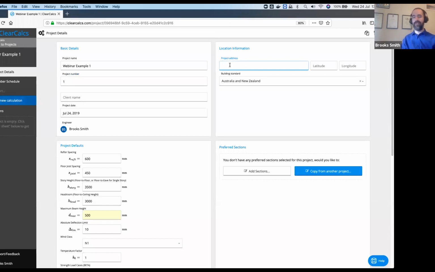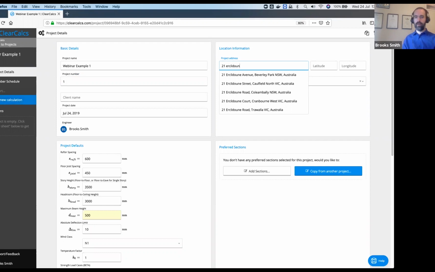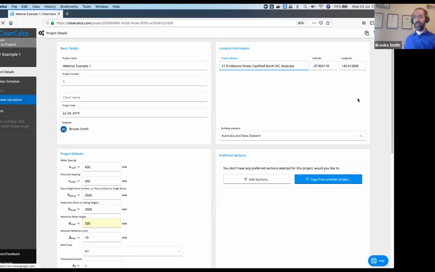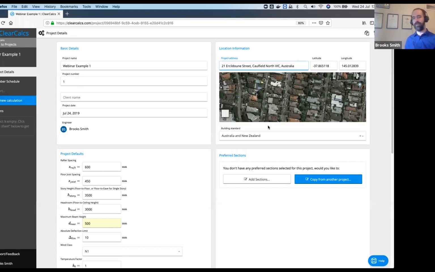We said that the address for this particular project is 21 Erkeldoen Street. And we can see that this looks up the address automatically, pulls up latitude and longitude, and gives you the map of your location that you're considering. This is just an arbitrary address, by the way. I just literally was looking at Google Maps and picked one that I thought looked good. So this address has nothing to do with anyone. It is just an arbitrary address.